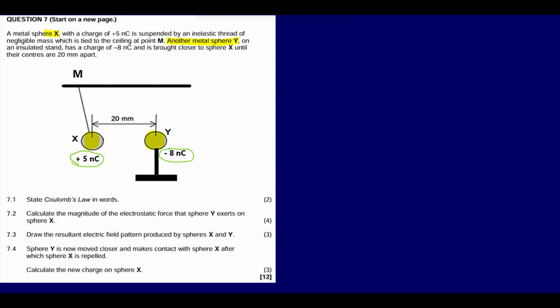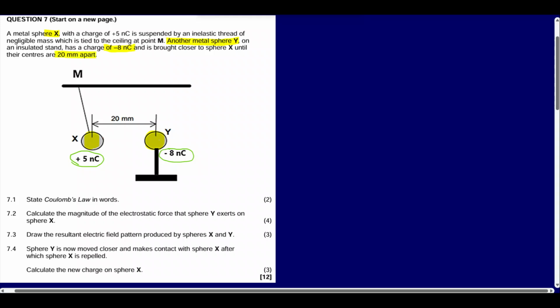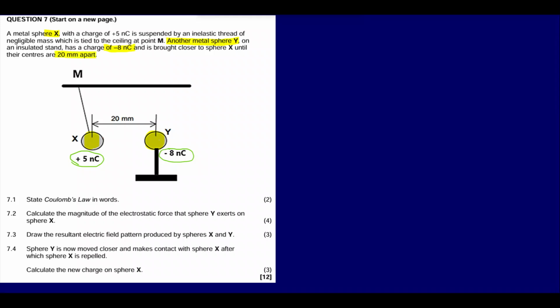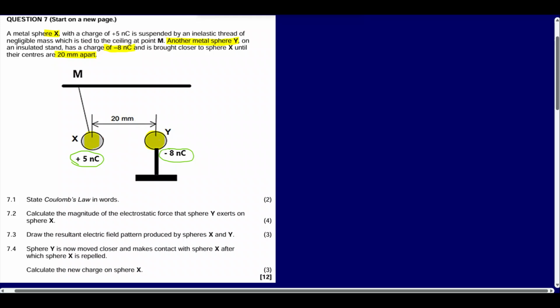So we see again that we have some information there, that this charge is brought closer to sphere X until their centers are 20 millimeters apart, right? So this is the distance between the two charged objects, or the two charges. So it's 20 millimeters, right?